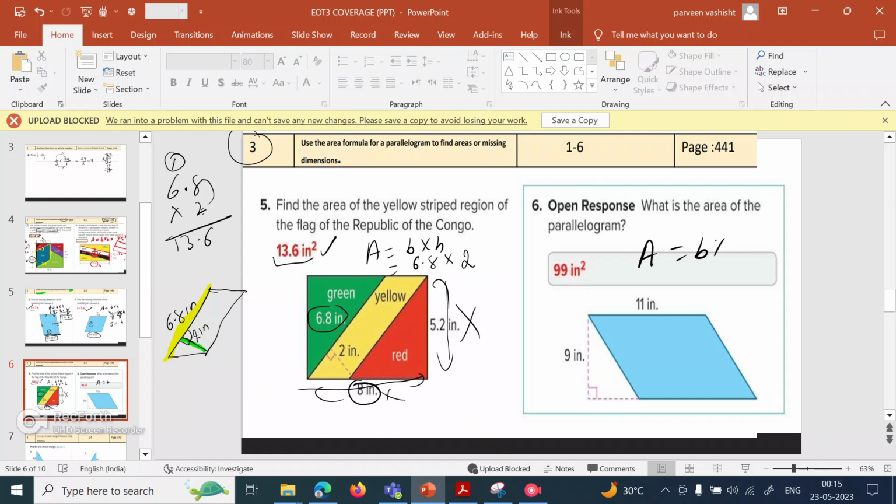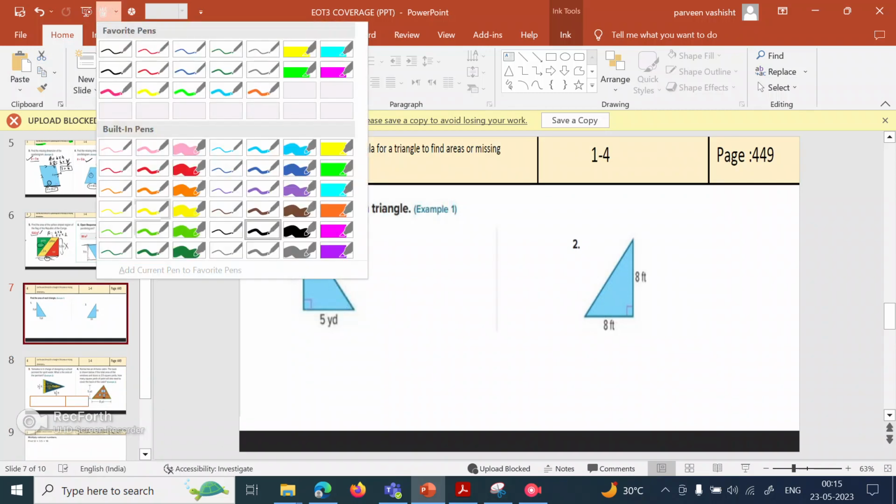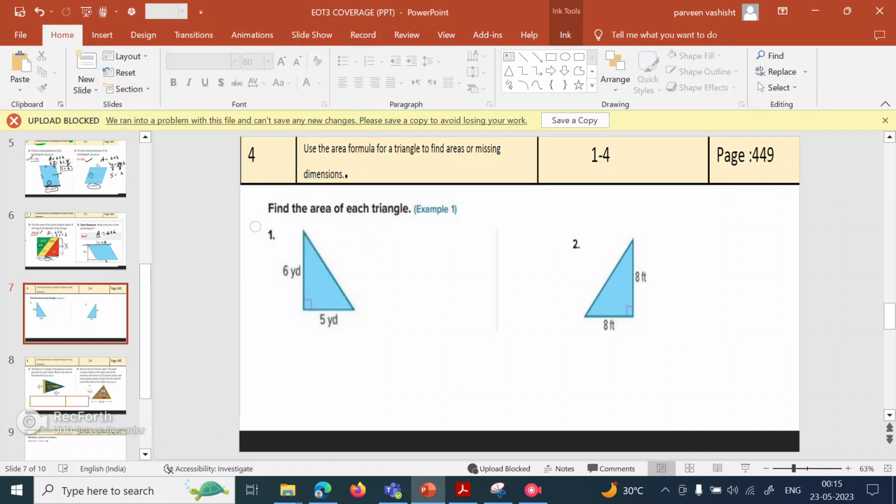Now try to do the question yourself. Question number 6. Very, very easy. Base into height is the formula for finding the area. And here base is your 11 and height is like this. Okay, so this is also 11. So you can see in this way that this is my base and this is my height. I hope you understood it. Now let's go to question number 4.